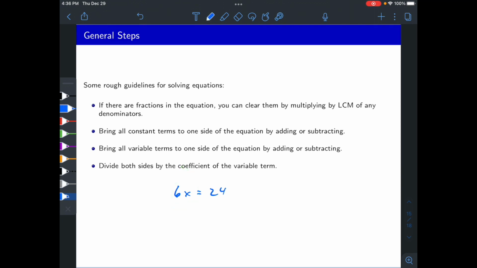By the way, I don't think I defined coefficient earlier. This is the coefficient. So 6 is the coefficient of the variable term. So the variable term is 6x, and the coefficient is 6. So just divide both sides of this equation by 6, and then you can see that x is equal to 24 divided by 6, which equals 4.